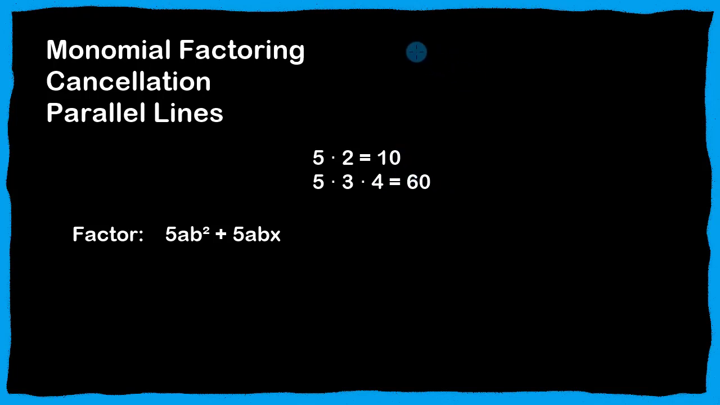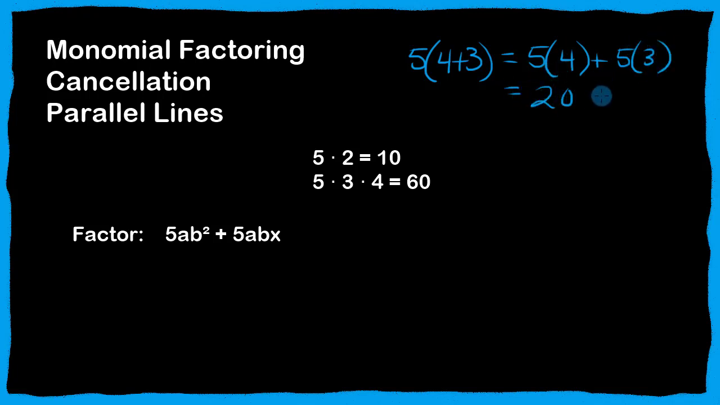Also think about this. Going back to the distributive property, if I was to do 5 times 4 plus 3, if you recall, we distribute the 5 out to the 4, and we distribute the 5 out to the 3. So this would be 5 times 4 is 20, plus 15 is 35.